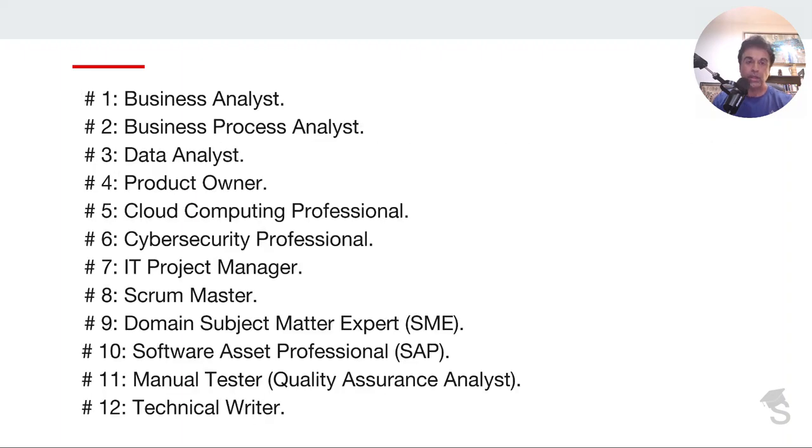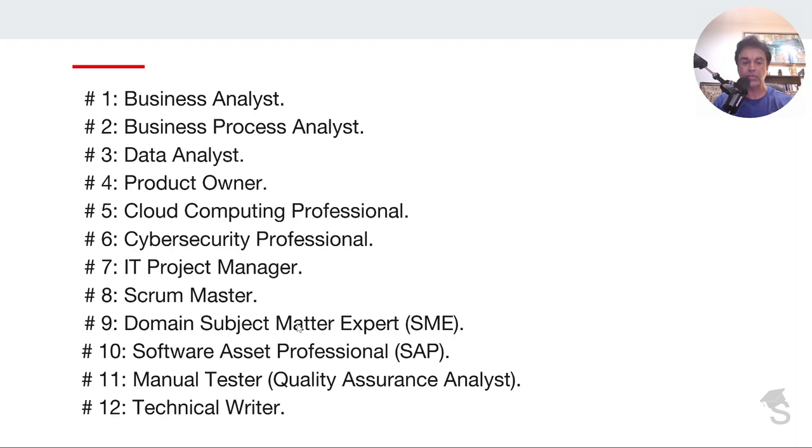Okay, so here are the 12 roles which we'll discuss. First, business analyst. Second, business process analyst. Third, data analyst. Fourth, product owner. Fifth, cloud computing professional. Sixth, cybersecurity professional. Number 7, IT project manager. Number 8, Scrum Master. Number 9, domain subject matter expert, SME. Number 10, software asset professional. Number 11, manual tester, also known as quality assurance analyst. And finally, number 12, technical writer.